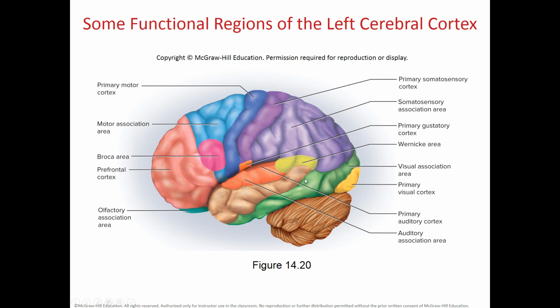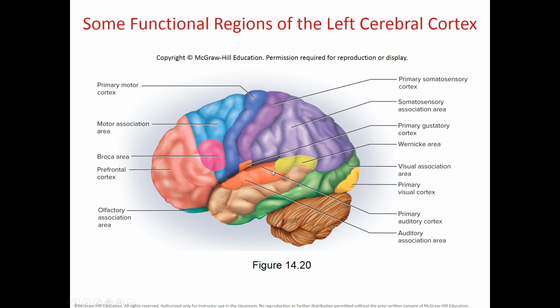Here is the left cerebral cortex showing some functional regions. We have the motor association area, the Broca area that helps us articulate words. We have the prefrontal cortex, the olfactory association area, Wernicke's area that is also associated with understanding language, and the visual association area that receives input from our eyes, and you process this information before it goes into the primary visual cortex.